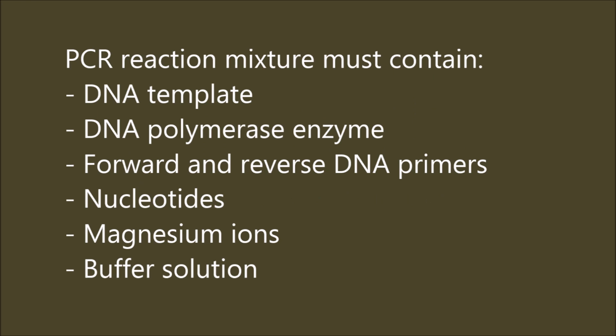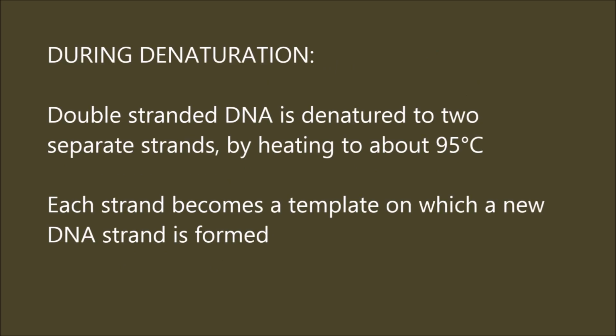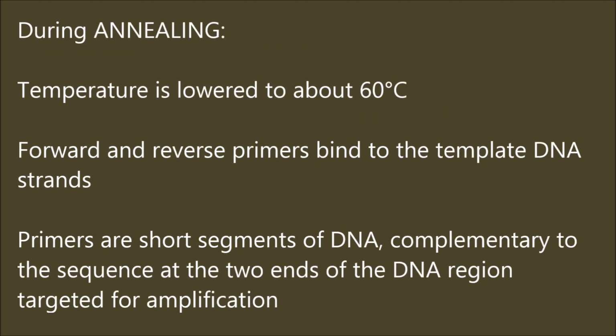For the amplification process to happen, the following 6 components should be contained inside the reaction mixture. The PCR process involves these 3 major steps. During denaturation, double-stranded DNA melts into 2 single-stranded molecules and each acts as a template for new strands to be formed.